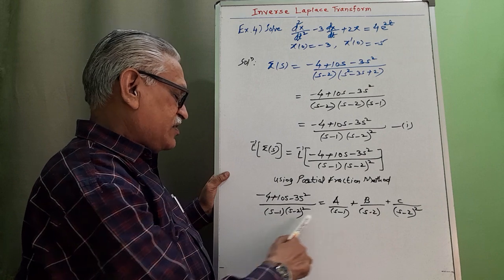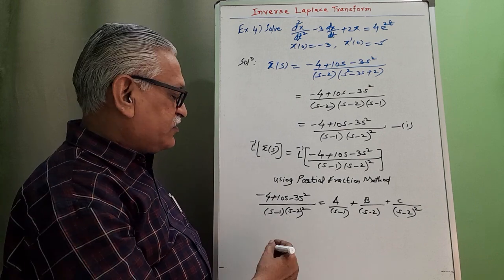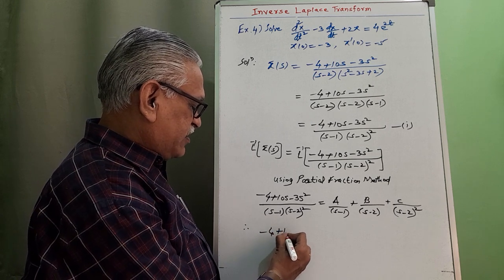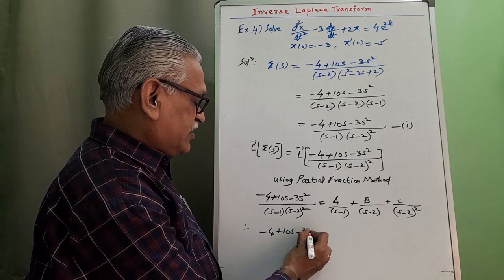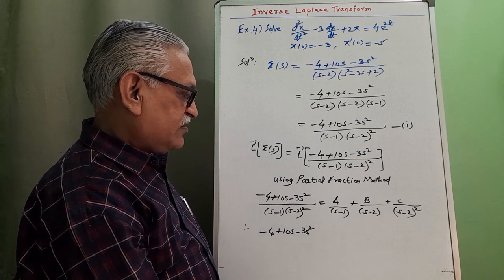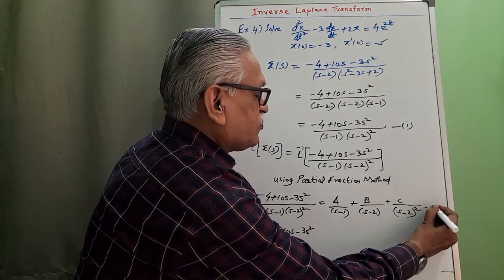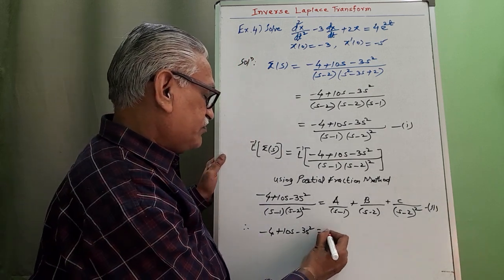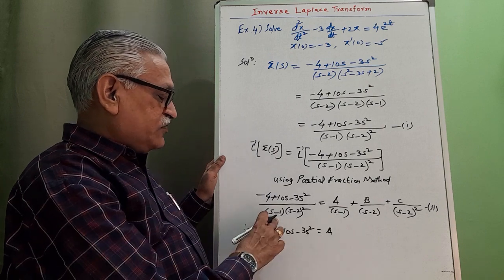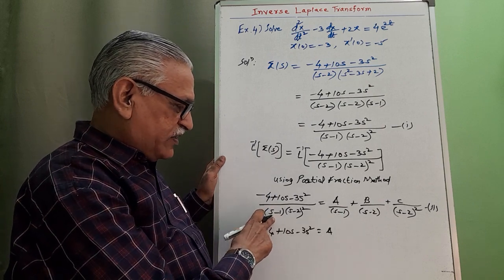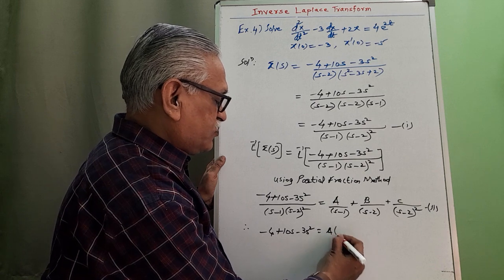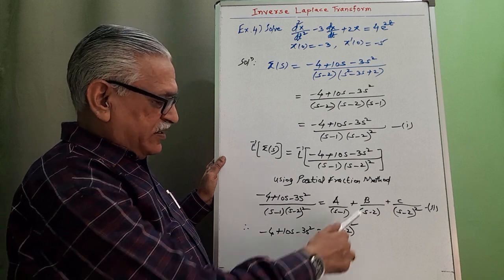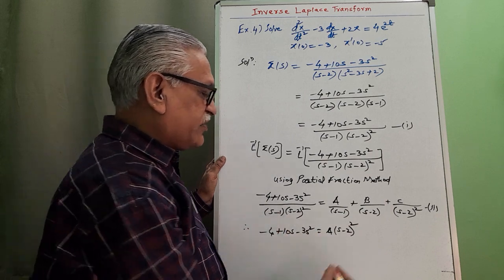Finding LCM of this as s minus 1 into s minus 2 whole square. Therefore, we get minus 4 plus 10s minus 3s square. We call this equation 2. A into, dividing by this product, s minus 1 gets cancelled, remaining is s minus 2 whole square, multiplying by that to a. Then dividing by s minus 2, one s minus 2 gets cancelled.